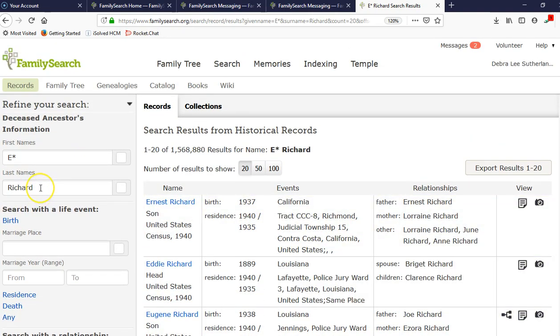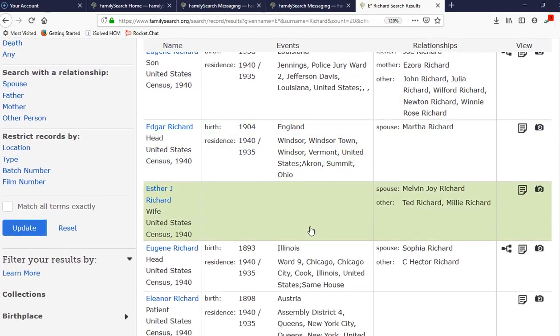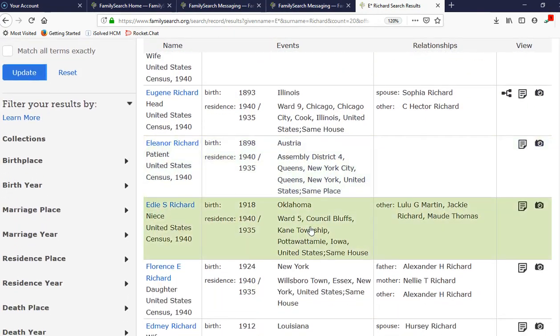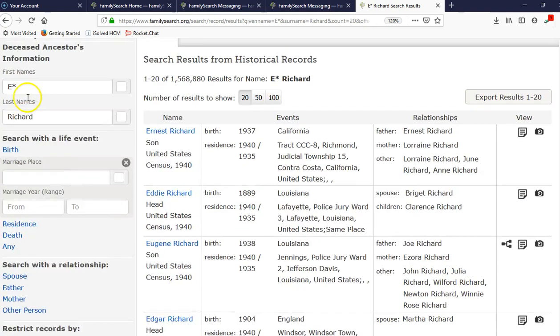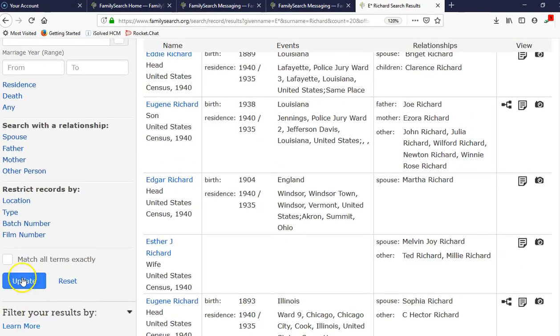The other thing I find, like with my family, my grandmother's last name was Richard, but her brother spelled it Richards. So a lot of it has to do with spelling and trying to find different people. What I'm going to look for right now is Elijah Richard. That's my great grandfather.